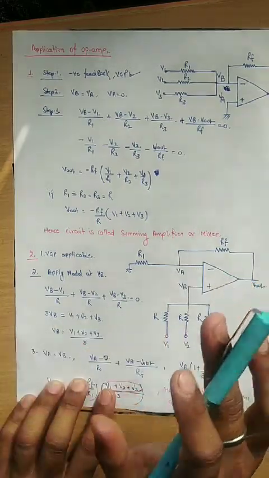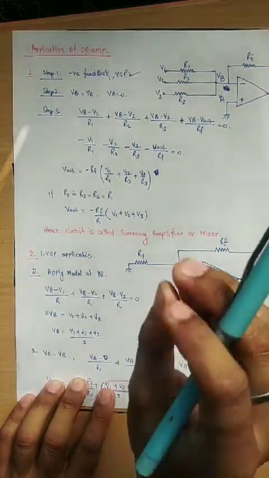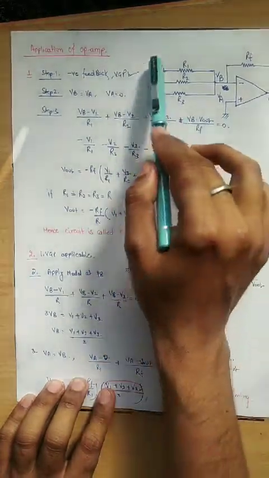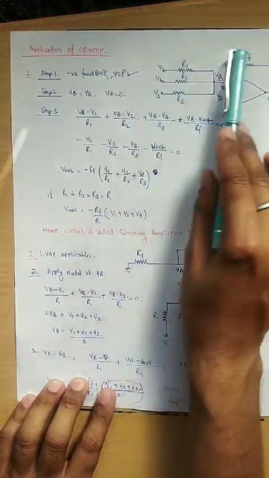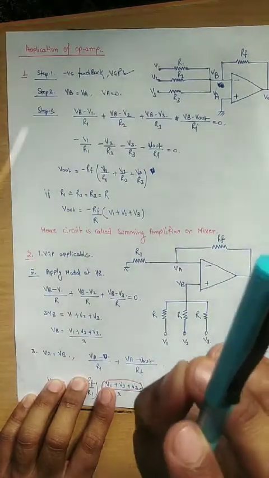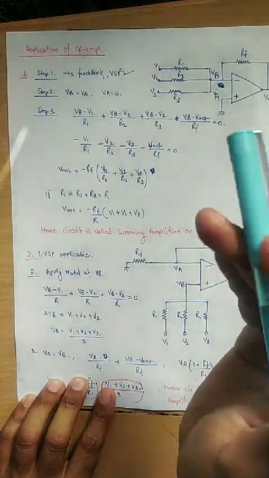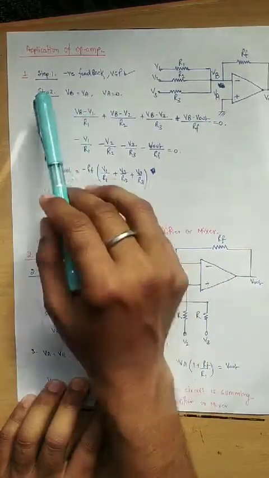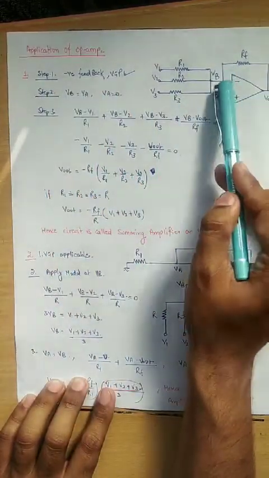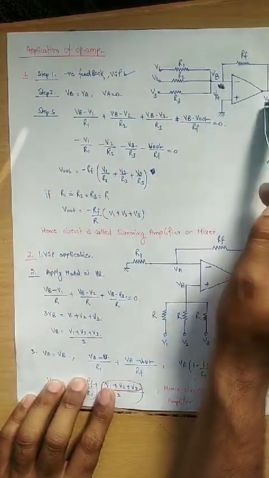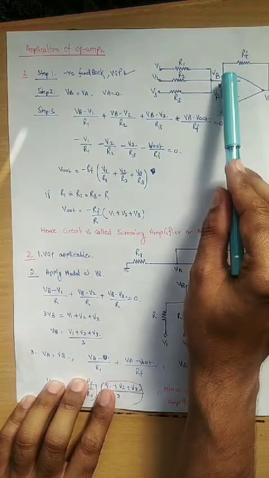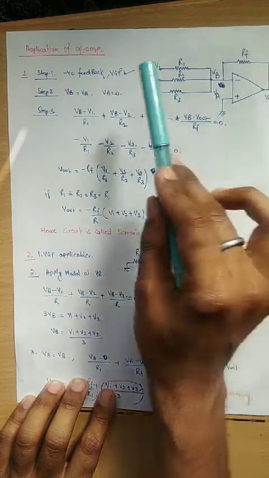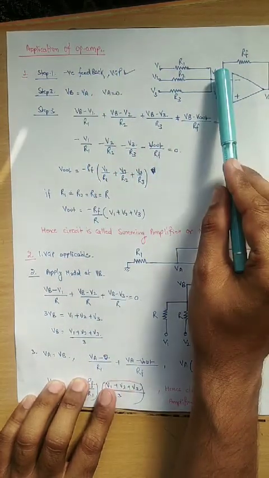Now let us discuss some basic applications of op-amp. I am not going to discuss what this circuit is. We will find out by solving the circuit. So this is the circuit, a normal circuit. We will first find out the name of this particular circuit. First step is again to find out whether negative feedback is there or not. Yes, negative feedback is there. So VGP is applicable, which means VA equals VB.